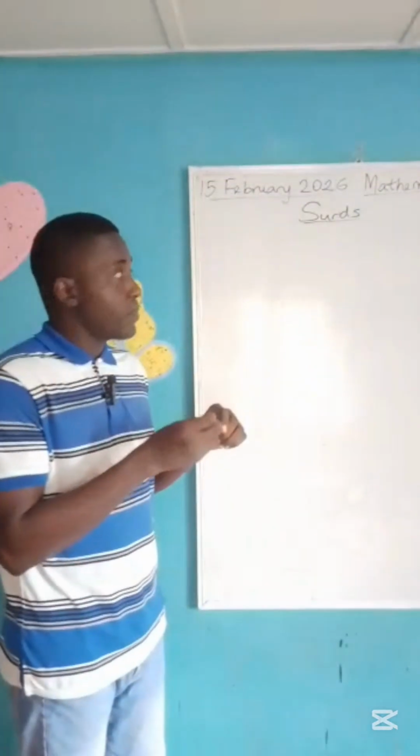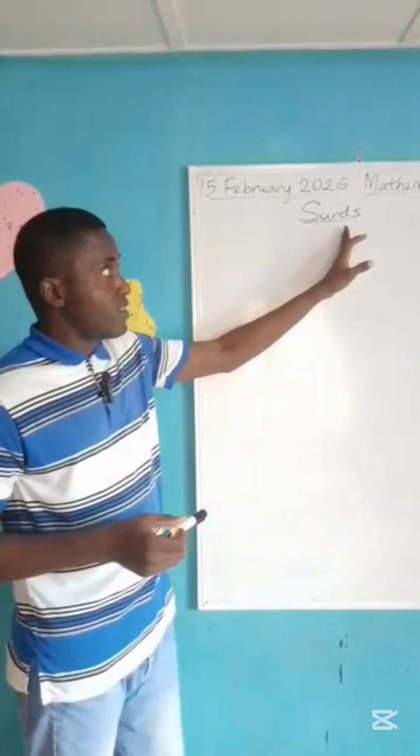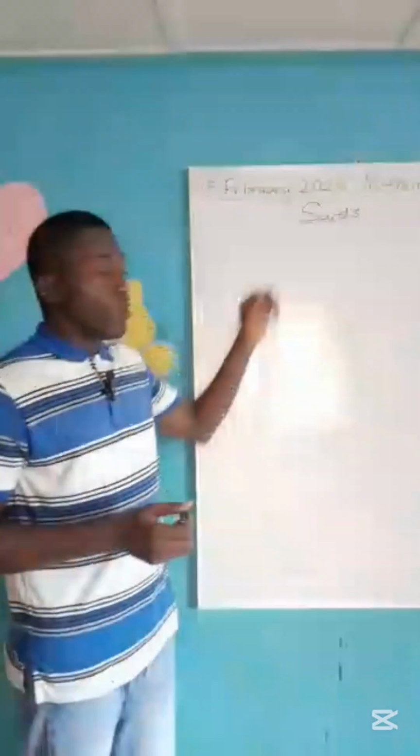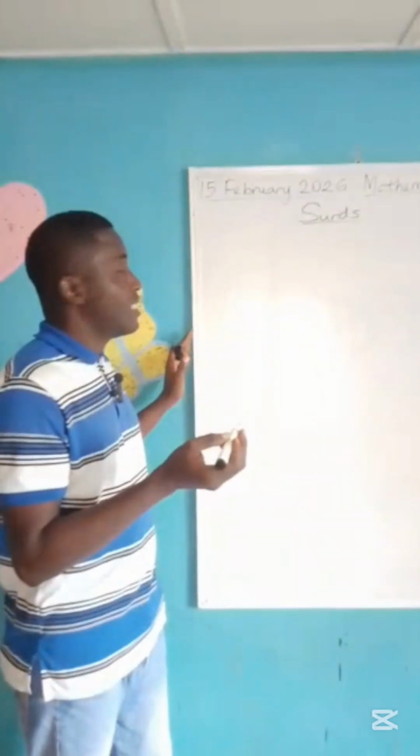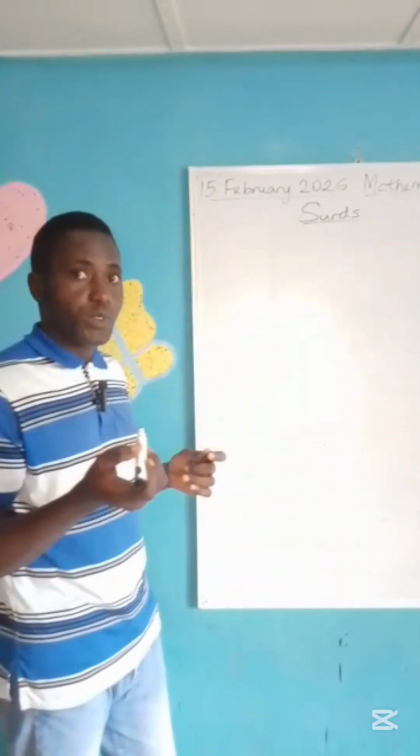My name is Eitayo. The topic is surds under mathematics. What is a surd? A surd is a prime number that is written under a square root.